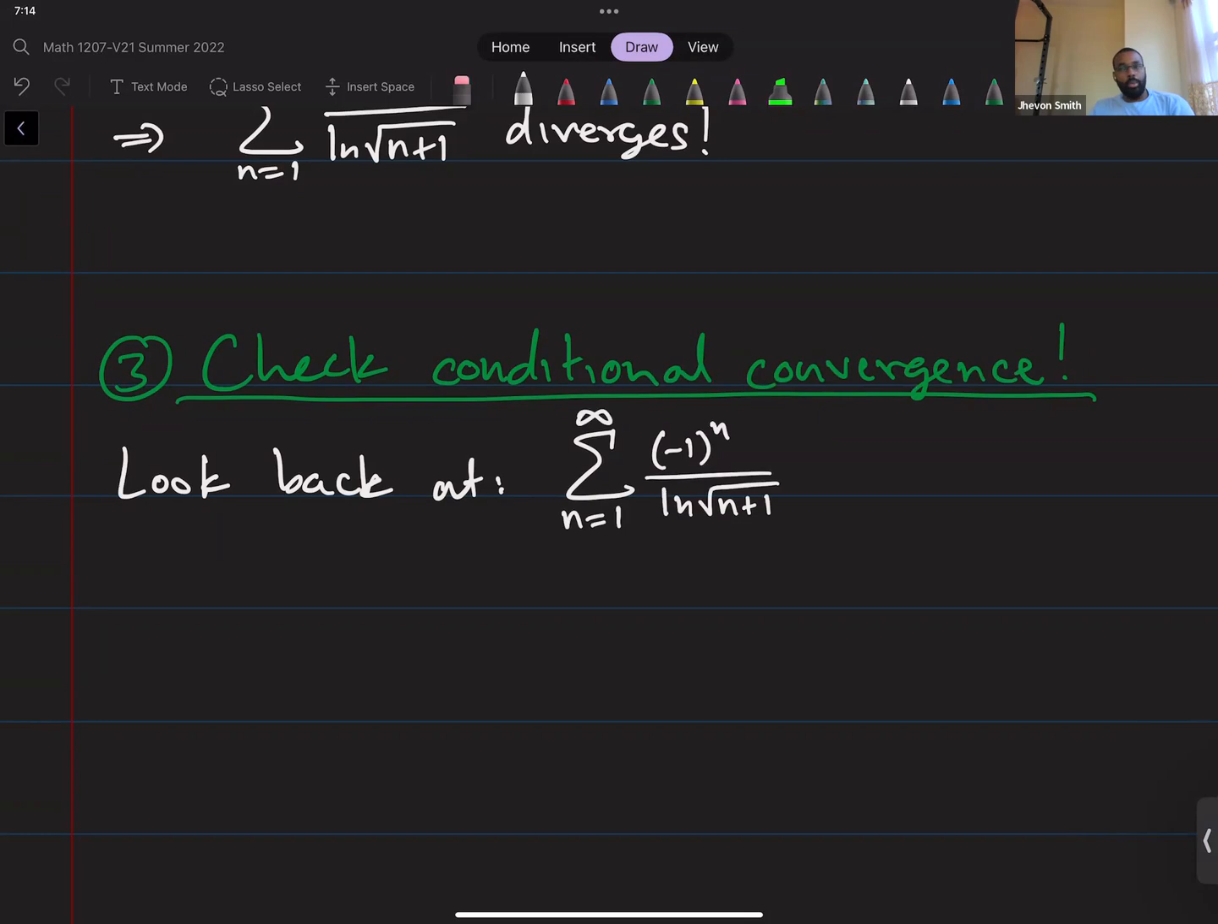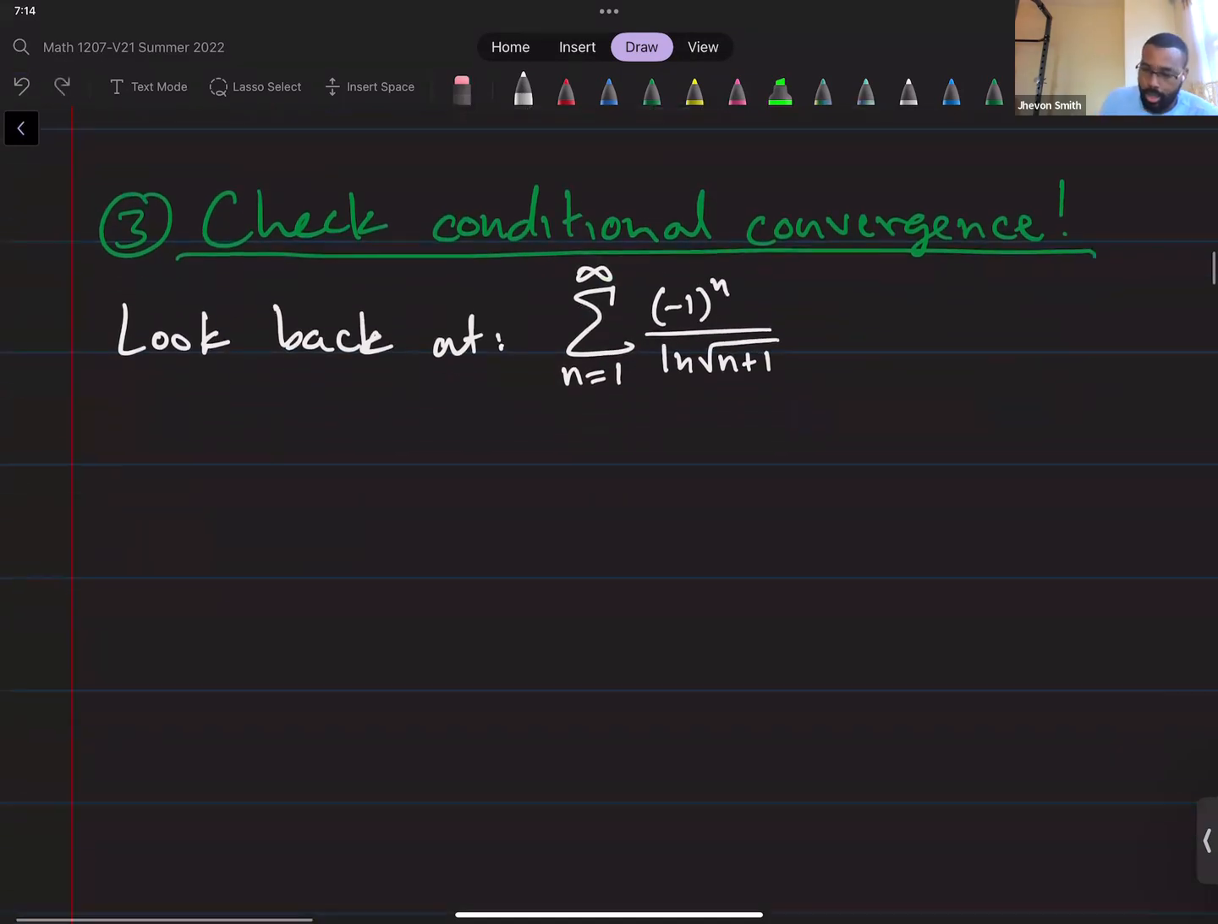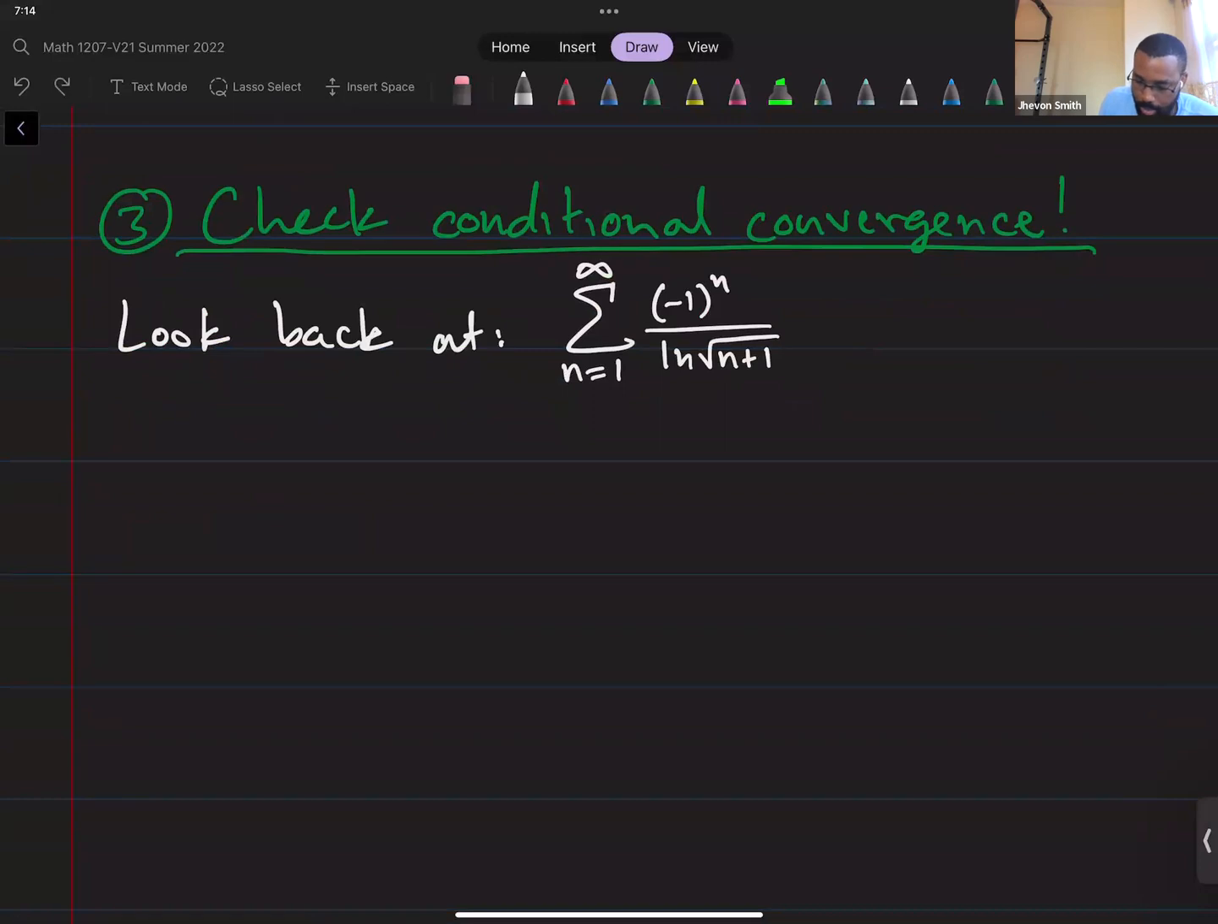Now, here's the thing that we notice about the original series. It has a -1 to the n in it. And otherwise, the 1 over ln blah, we know is positive always. So this is actually an alternating series. And so, note, this series is alternating.